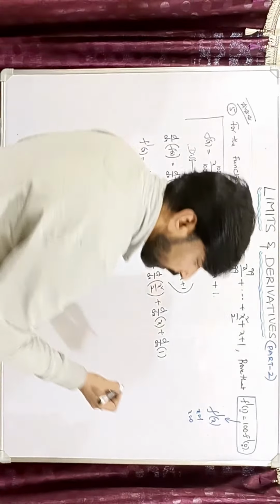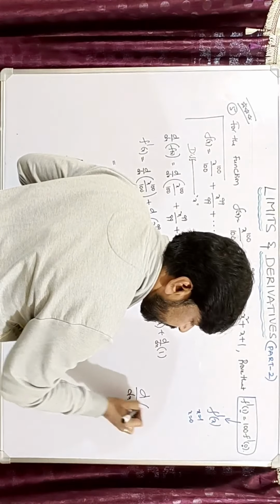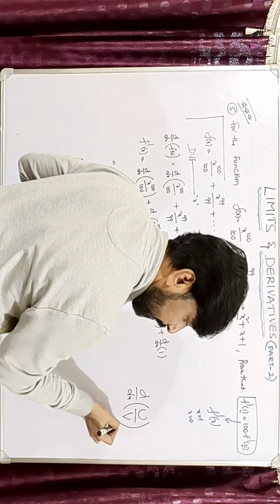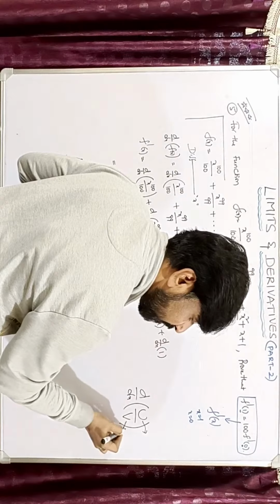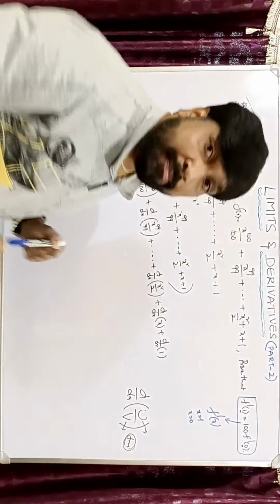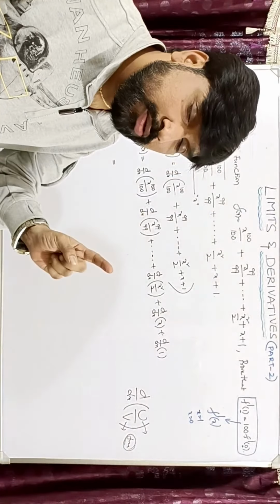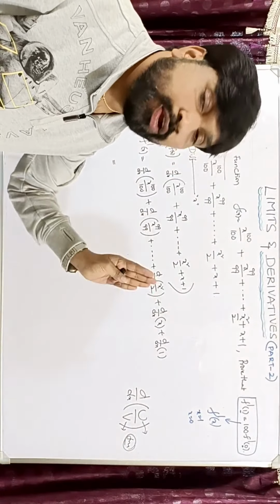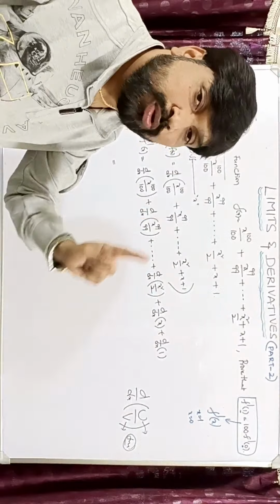When we apply d by dx of u by v, you should apply it whenever u and v both are functions. Both are functions means apply. But if any one of them is a constant, don't apply; just take the constant outside. That is your only trick.